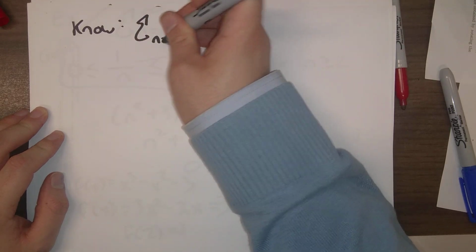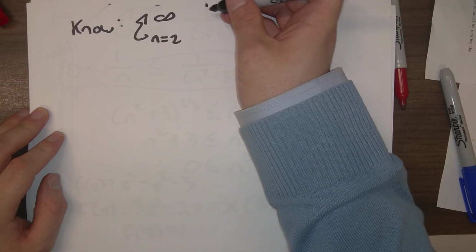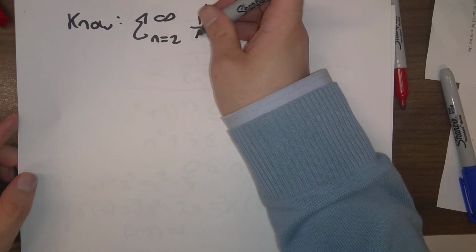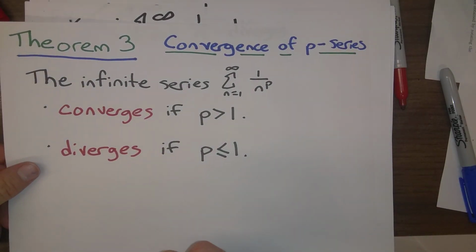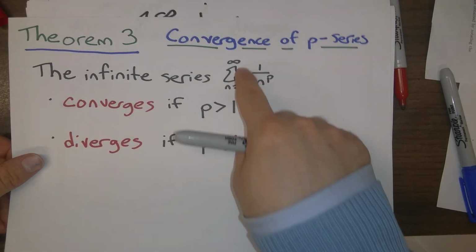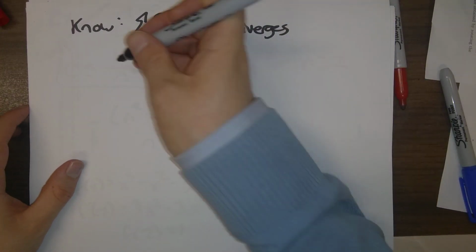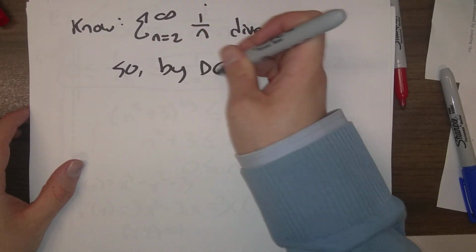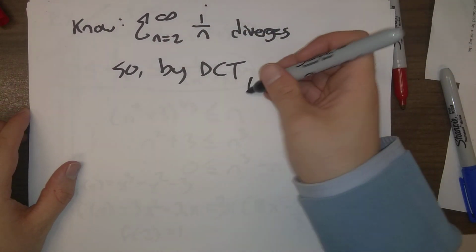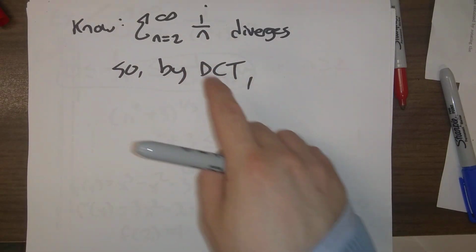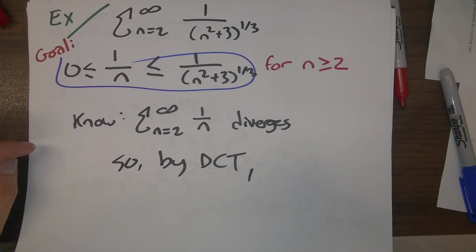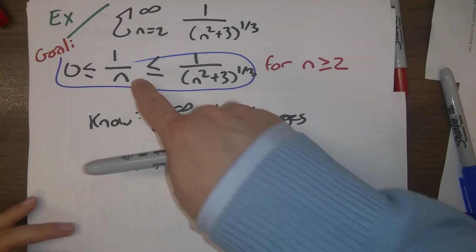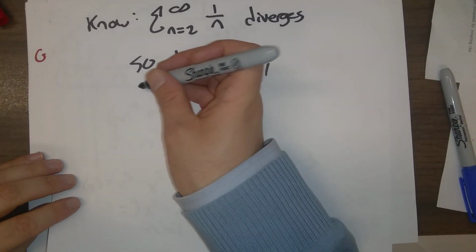And so we know the sum from n equals 2 to infinity of 1 over n diverges. Once again, that's our p-series test here. We don't worry about whether this starts at 1 or 2. Initial terms won't make any difference. So by DCT, the direct comparison test, because we have that 1 over the cube root of n squared plus 3 is going to be bigger than 1 over n, this must also diverge.